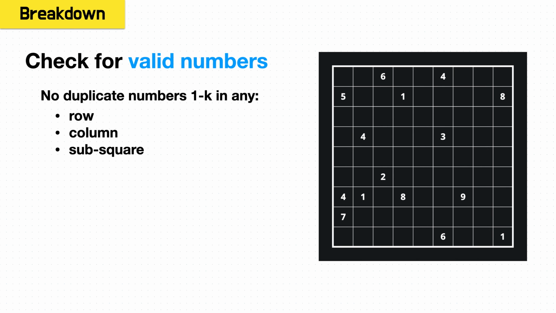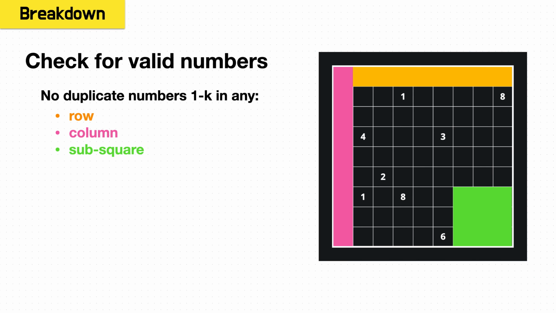So once we confirm it has a valid shape, then all we need to do is confirm that the arrangement of numbers is also valid. And this means there can't be any duplicates in any row, column, or subsquare. So down a given column, there can't be a duplicate value. Across a row, there can't be a duplicate value. Or inside any of the cells in a subsquare, there can't be a duplicate value.